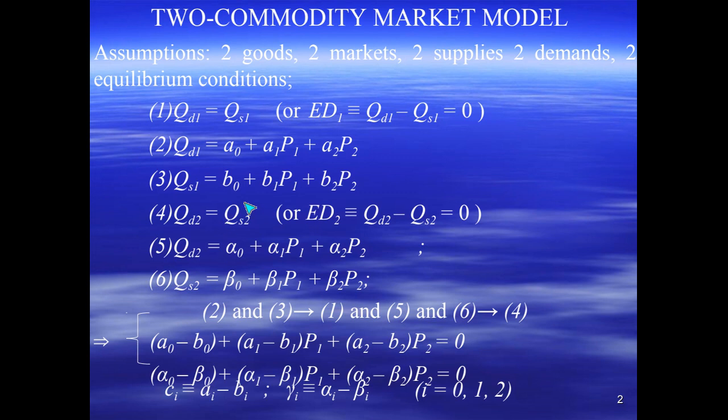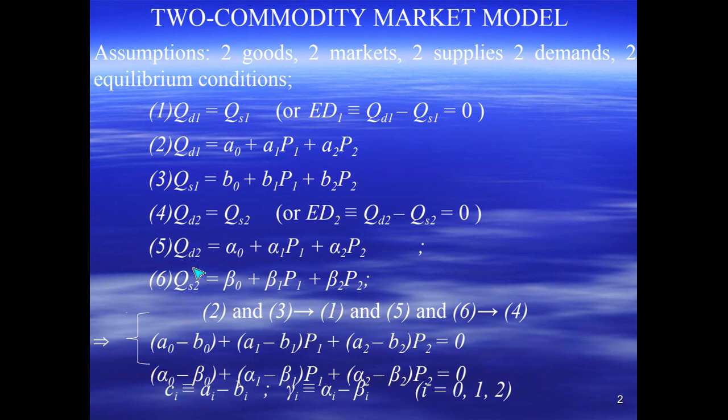The fourth equation is the equilibrium condition of the second market, second good. QD2 equals QS2, or alternatively, we can write it down as excess demand 2, ED2, is equal to QD2 minus QS2 equals 0. Both express the same thing. You can use this one or this one as you wish.